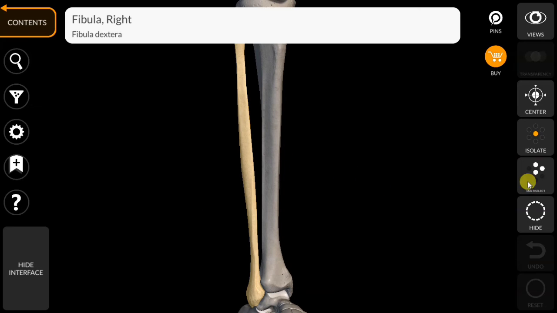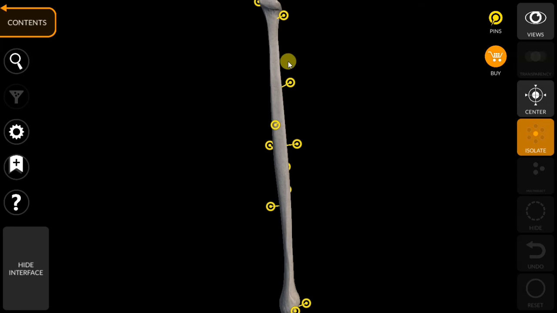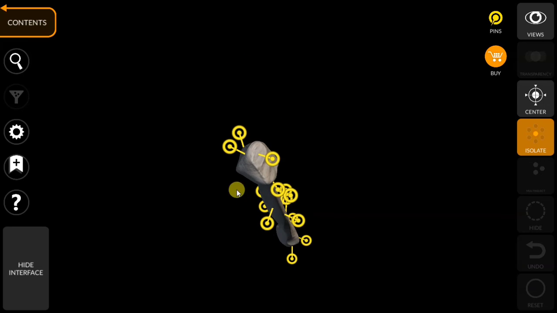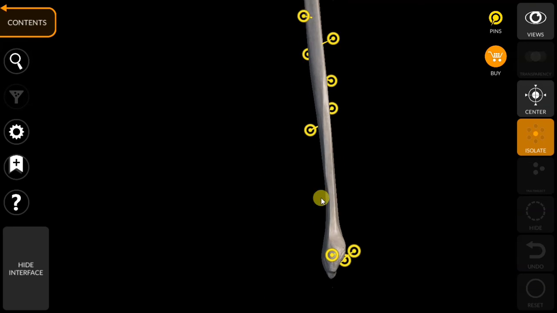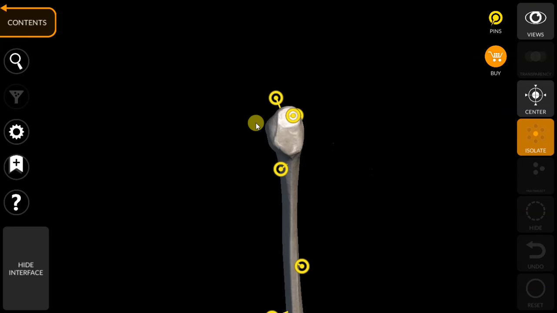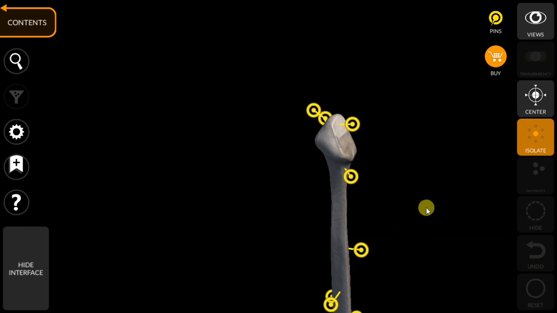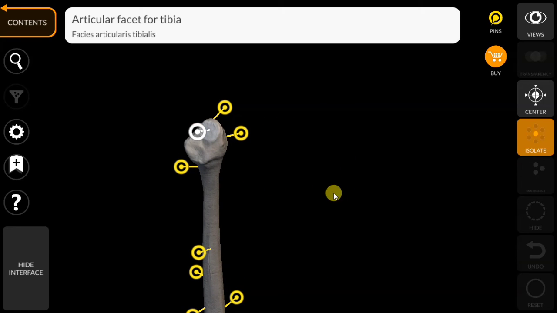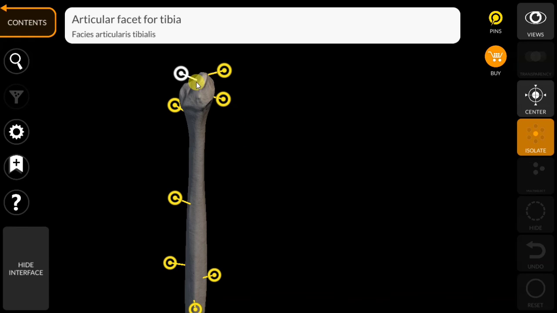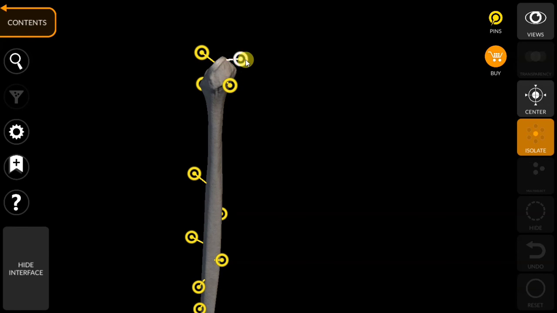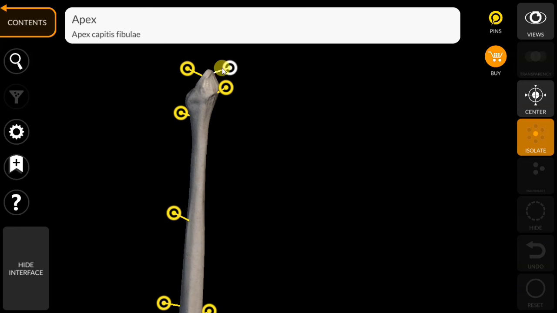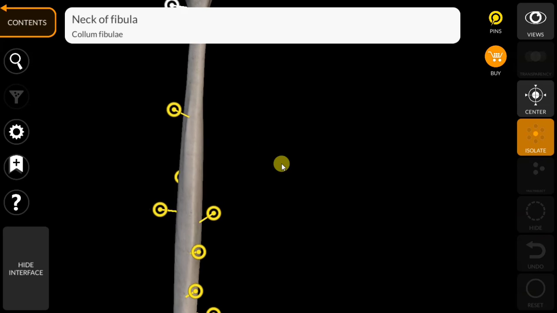Now come to the fibula. The fibula has a head and a tail with the body between them. It's also a long bone of the body. There is an articular facet for the tibia where the fibula articulates with the tibia. There is a head of fibula. There is an apex. The apex is a conical surface on the upper border of the fibula. There is a neck of fibula.